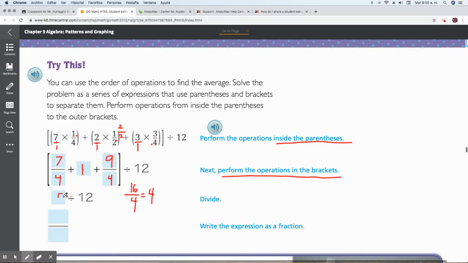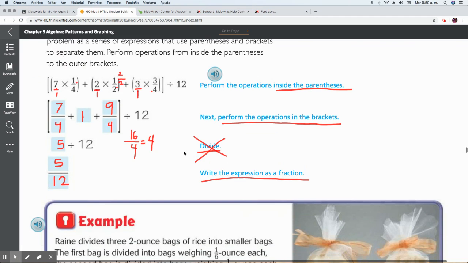What is 1 plus 4? 5. And the last step says to divide, and then write the expression as a fraction. So we are not going to divide here. We're just going to write this expression as a fraction, which is 5/12. And that would be another way to find the answer. All right, moving on to the next example.